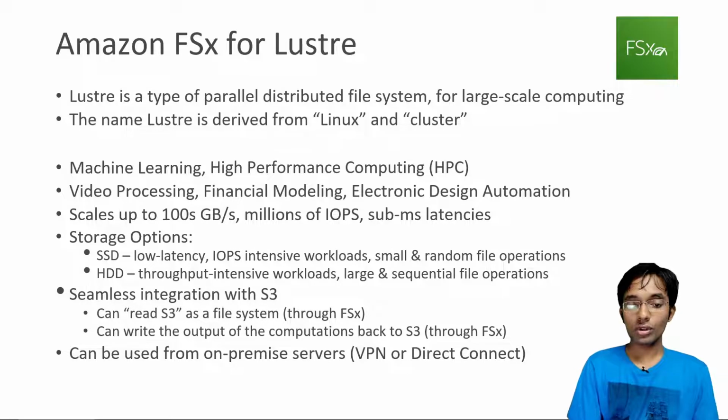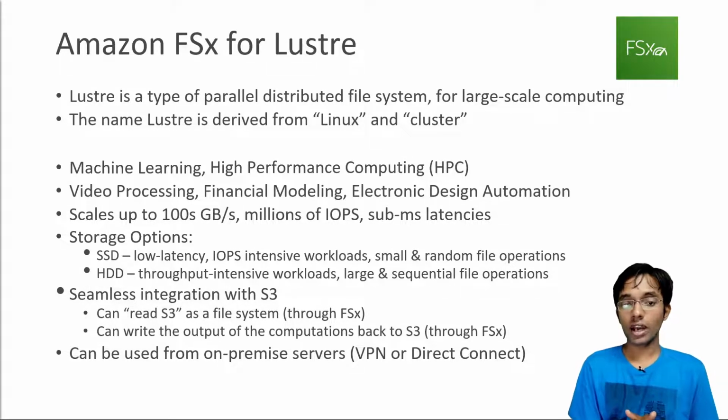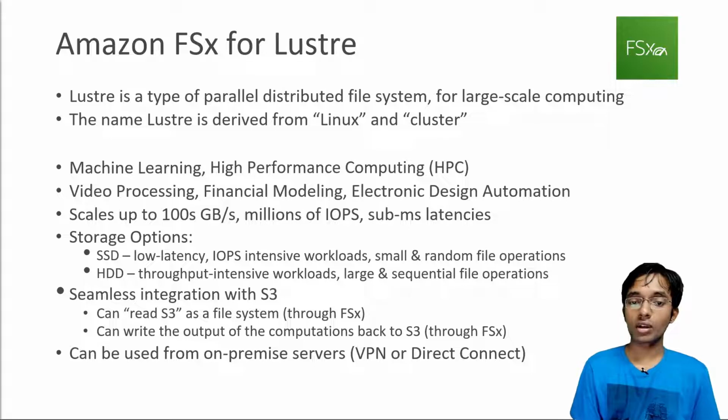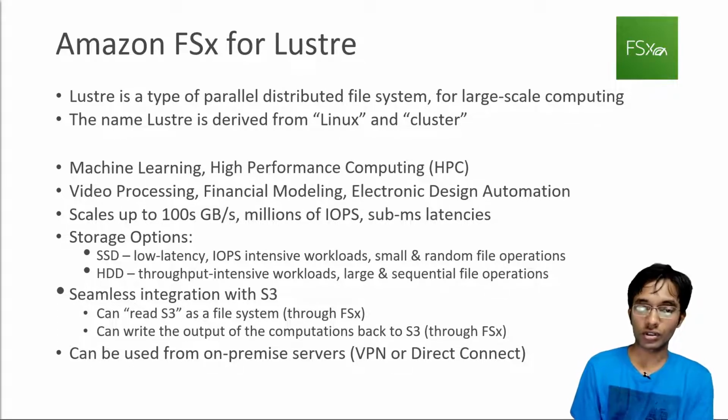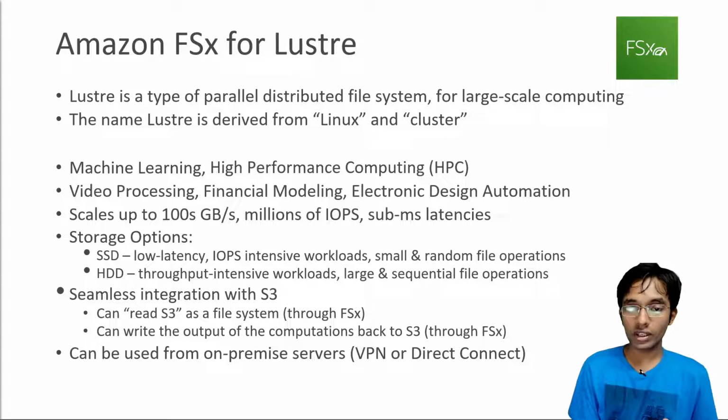Now let's talk about the second kind of Amazon FSx, which is Amazon FSx for Lustre, and Lustre is used to do a distributed file system that is going to be used for large scale computing. Once I explain the word Lustre it is going to make sense. So Lustre is derived from Linux and cluster. It is used for machine learning and high performance computing, or HPC, and this is a keyword you need to look for to know that you need FSx for Lustre.